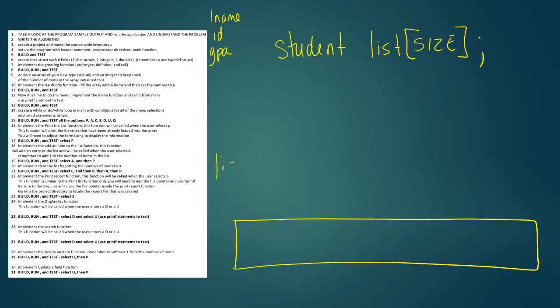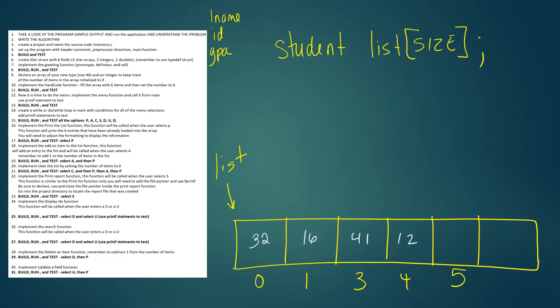So here's a visual of my list. And my list has information in it. This is an array. So I'm just going to worry about the IDs, so I have a unique ID here, 32, 16, 41, and 12. All right, so each one of these is going to have like a last name. So it would be like Smith, Jones, and a GPA, 4.0, 4.0, etc. So this will also have a last name and a GPA and a last name and a GPA.